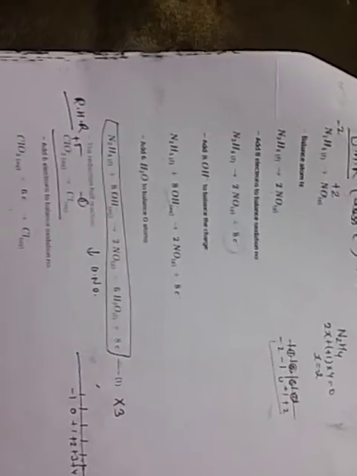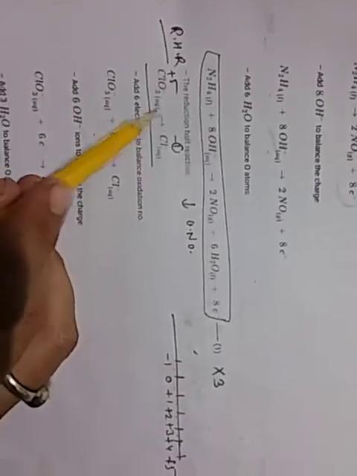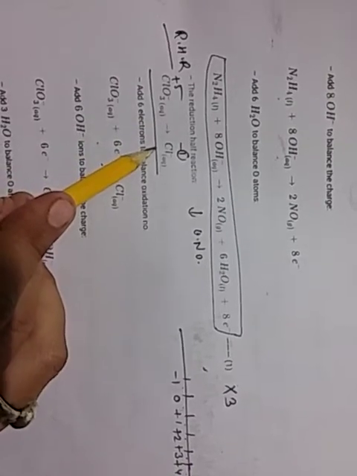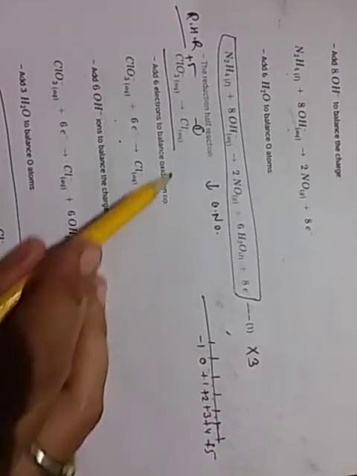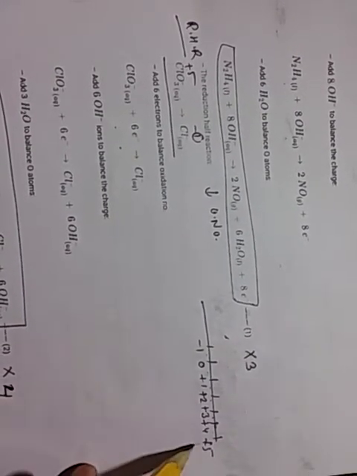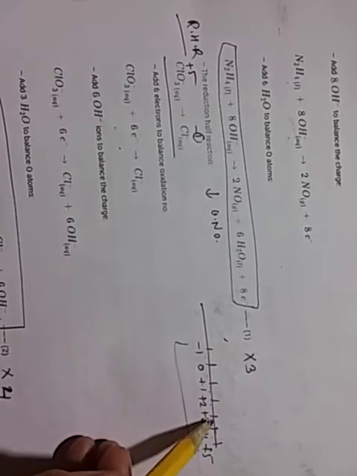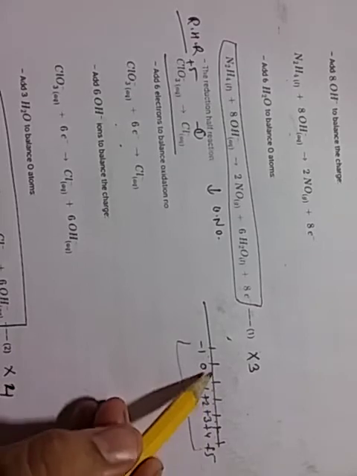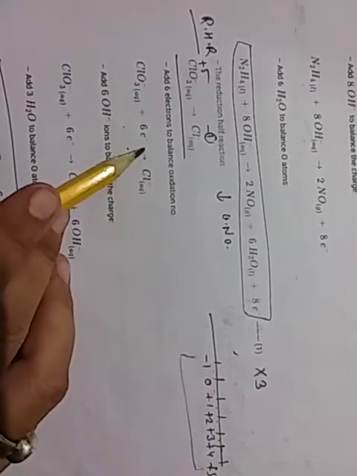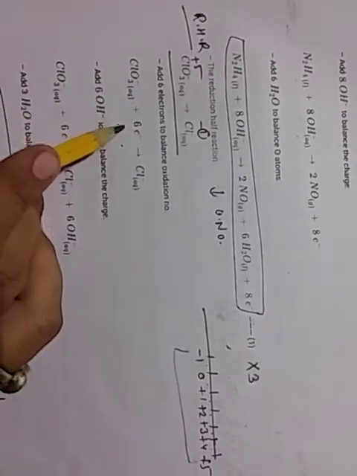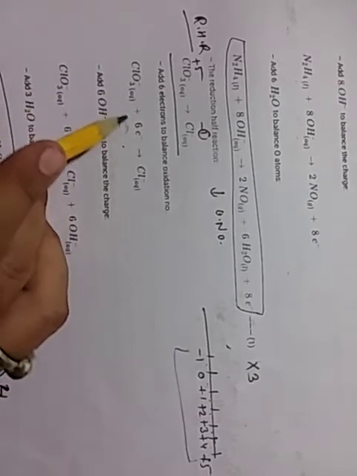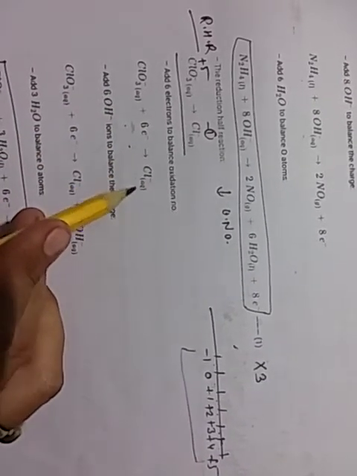Okay, then the reduction half reaction we have to write: ClO3 minus converts into Cl minus. So the plus 5 oxidation number of Cl converts into minus 1. Represent on the number line, 0, minus 1 on the left-hand side and plus on the right-hand side. So plus 5 converts into minus 1. How many do we count? 1, 2, 3, 4, 5, 6. So 6 electrons balance the oxidation number. Here electrons are gained, so we write them on the left-hand side. So ClO3 minus plus 6 electrons converts into Cl minus.